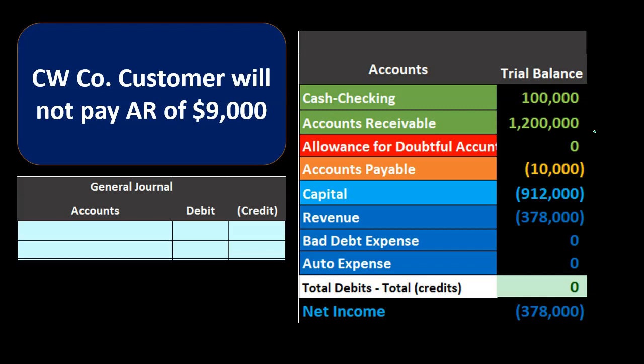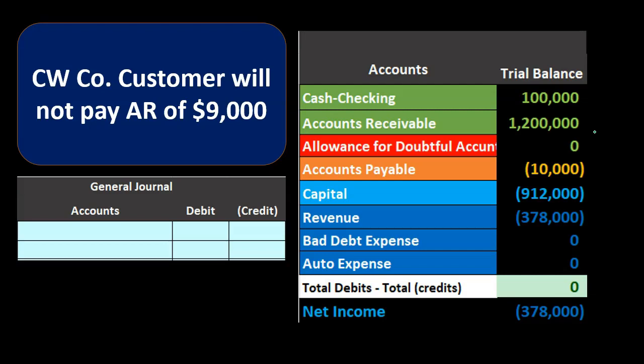There are two ways to do this. One is called the allowance method. The other is the direct write-off method. We will be using the direct write-off method here, the non-generally accepted accounting principles method being this direct write-off method. However, a method that is typically much easier to use.